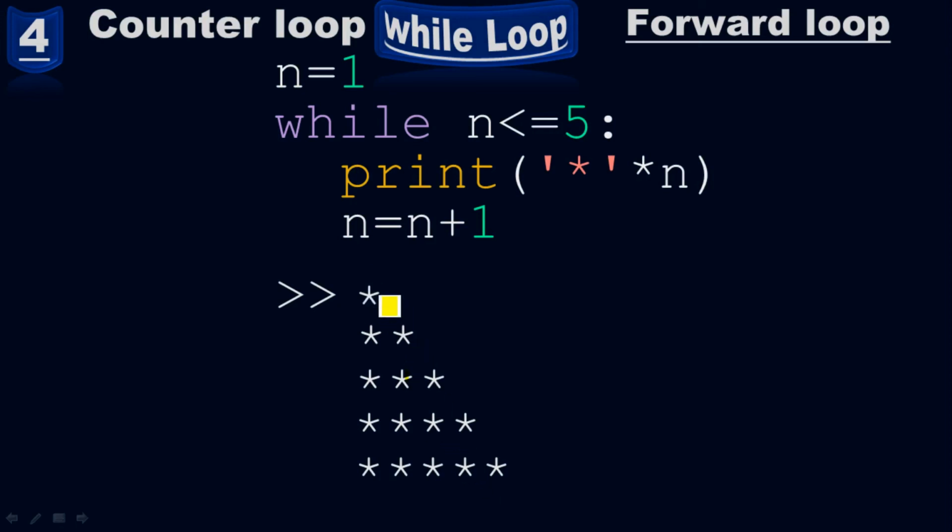It is a forward loop. It is in ascending order. 1, 2, 3, 4, 5. Because the condition says that n is less than and also equals to 5. So 5 is included. Make sure 5 is included because of this equal to sign.